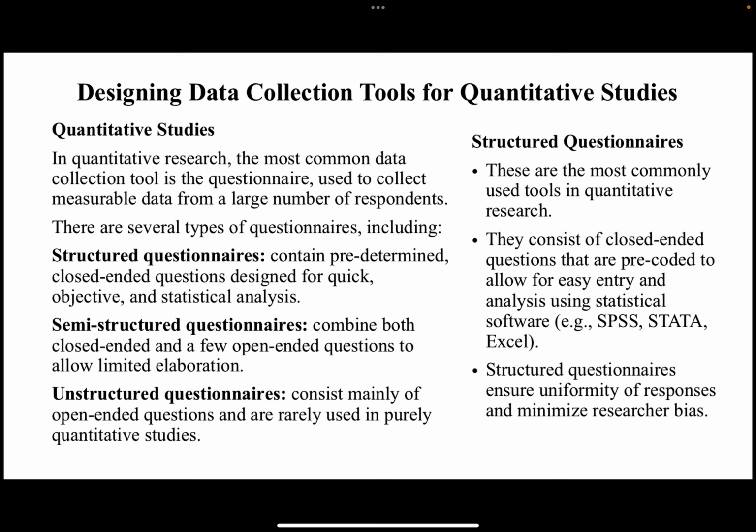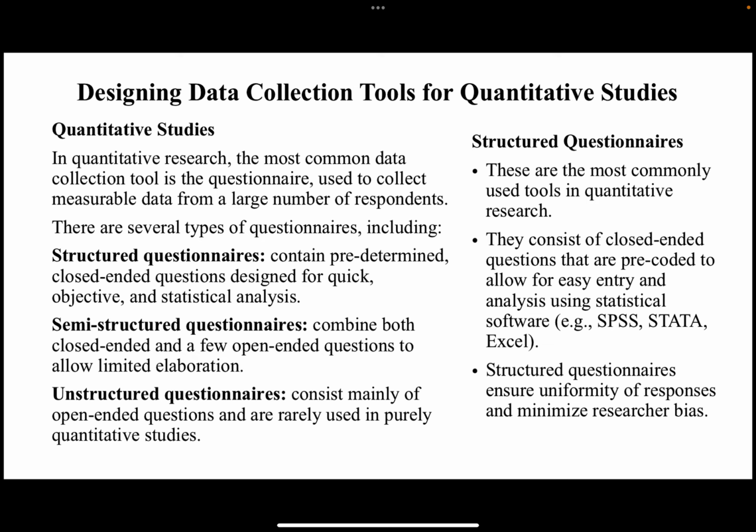Now, there are several types of questionnaires. We have the structured questionnaire, which contains predetermined close-ended questions designed for quick, objective, and statistical analysis. We have the semi-structured questionnaire, which usually combines both close-ended and a few open-ended questions to allow limited elaboration. Then we have the unstructured questionnaire, which usually consists mainly of open-ended questions and is rarely used in purely quantitative studies.